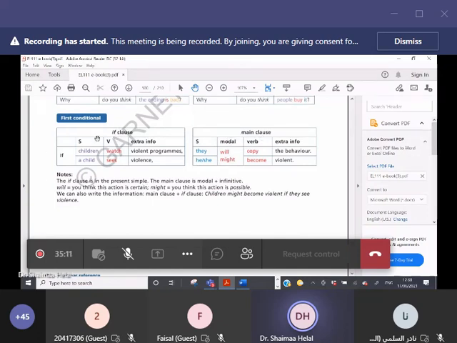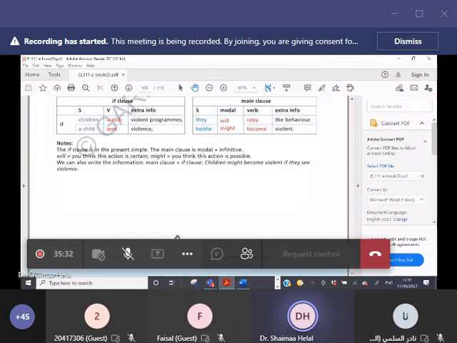If you start with the if clause, the most important point is to add the comma here. If you convert them, there is no need for a comma, like this: children might become violent if they see violence. But if I start with if children see violence, comma, they might become violent, okay?